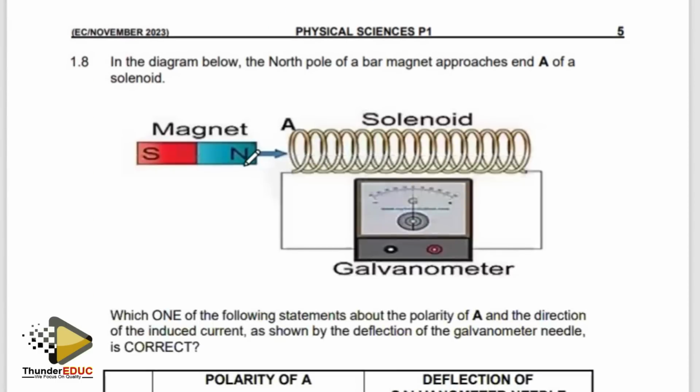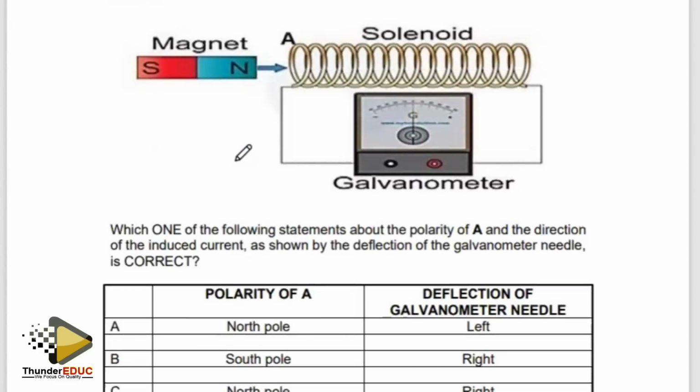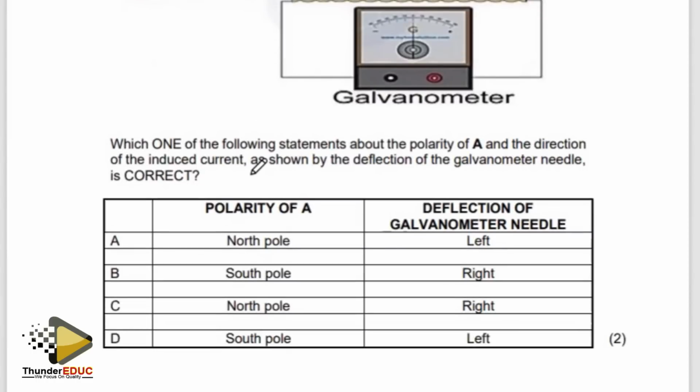Then 1.8, in the diagram below, they're telling us the north pole of a bar magnet approaches end A. Okay. Then we have a solenoid, we have a galvanometer. Which one of the following statements about the polarity of A and the direction of the induced current is shown by the deflection? Okay. So what we can see is that the polarity, number one, is it going to be a north or a south pole?